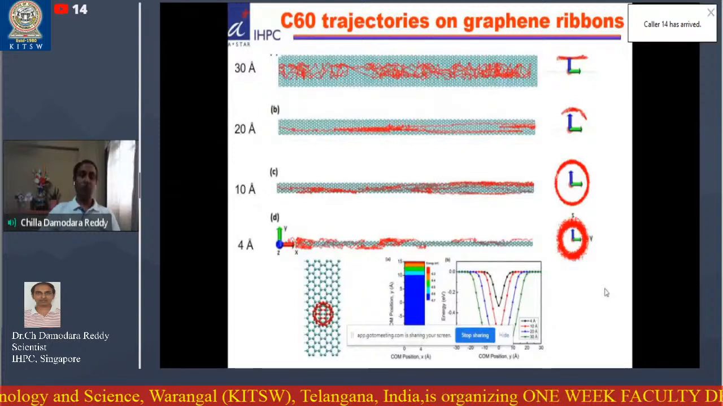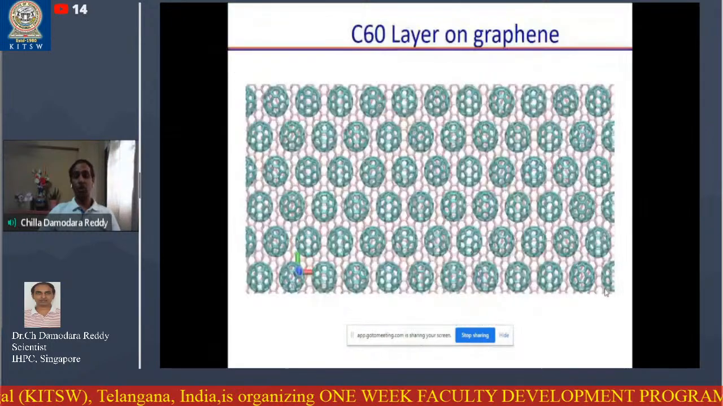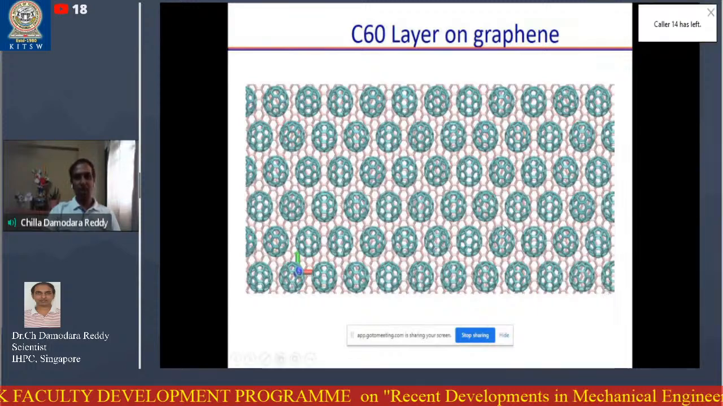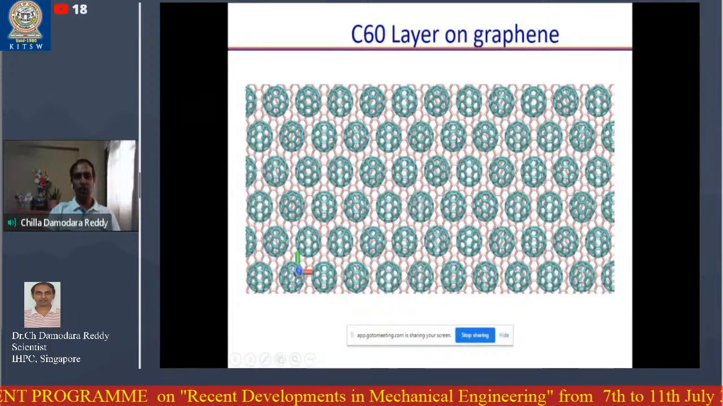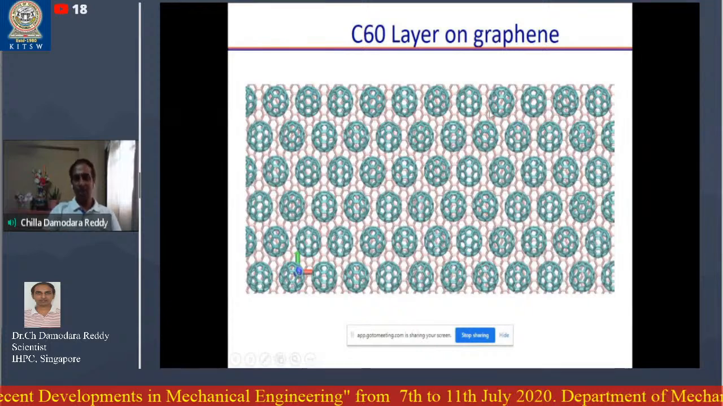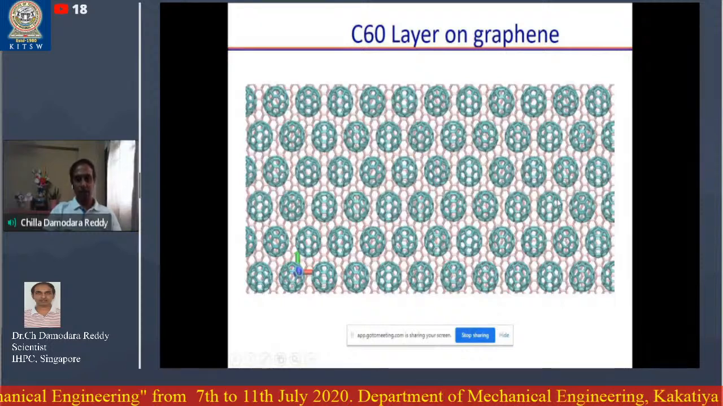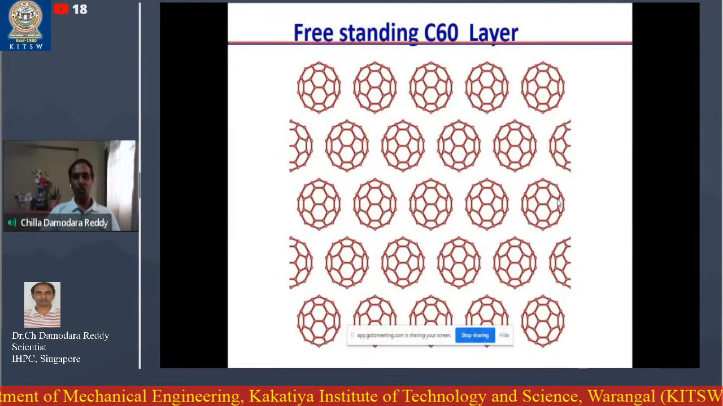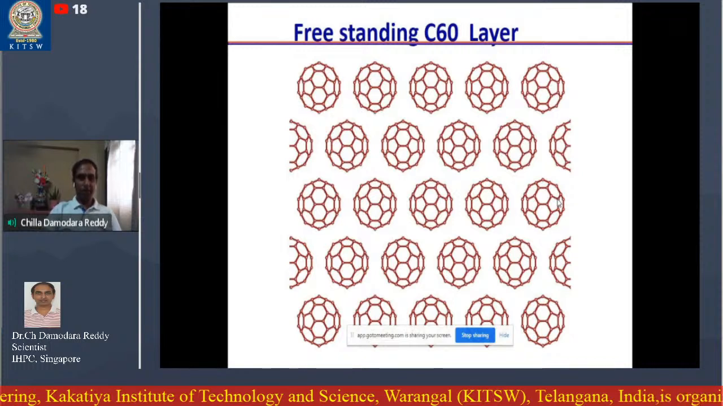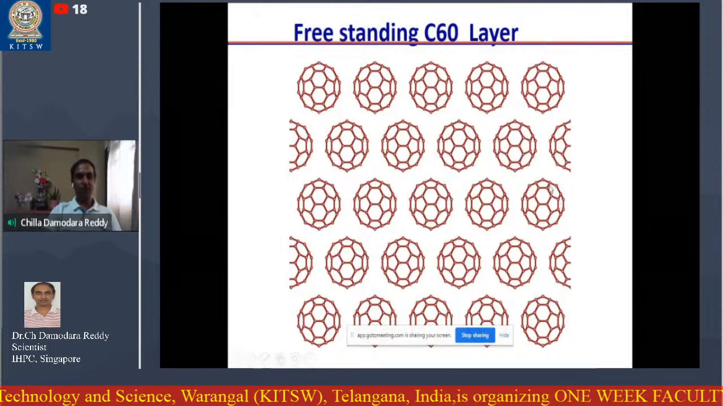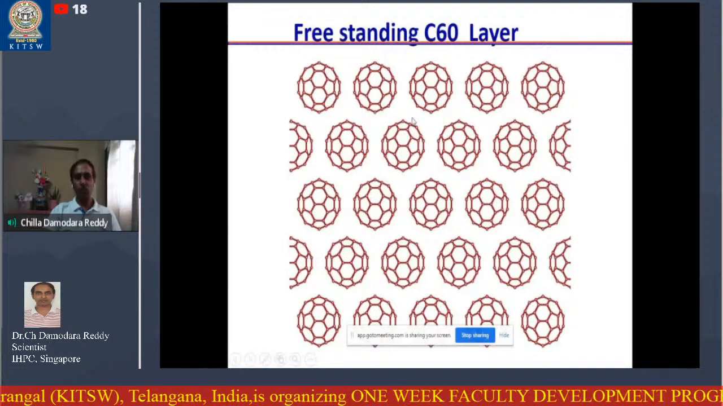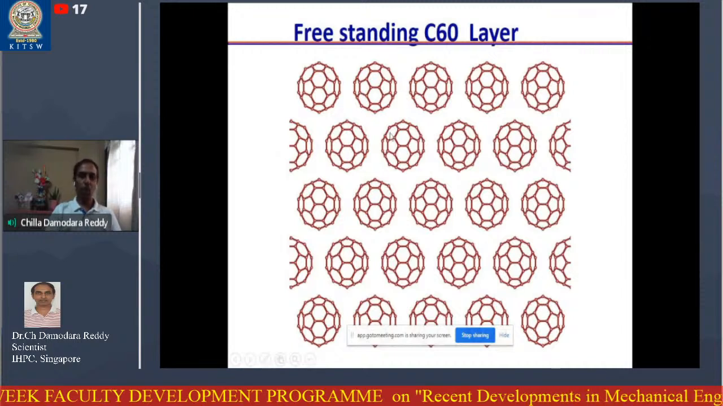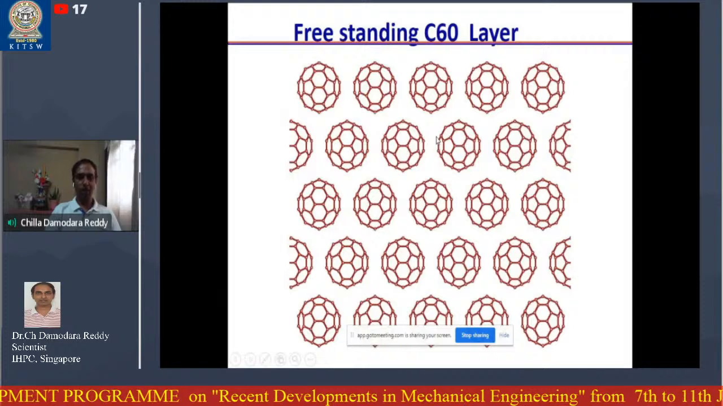Similarly, we're trying to see what is going to happen if we put a lot of molecules on the graphene sheet. Most of the time, this C60 molecule sticks there, and it's not coming out, and it rotates there itself and stays as a perfect layer. And we try to remove the graphene sheet and see what happened. Then all these C60 molecules are well arranged in a freestanding layer. That means there is no connectivity between these molecules, there are gaps, and van der Waals forces are holding all of them into a perfect flat layer.